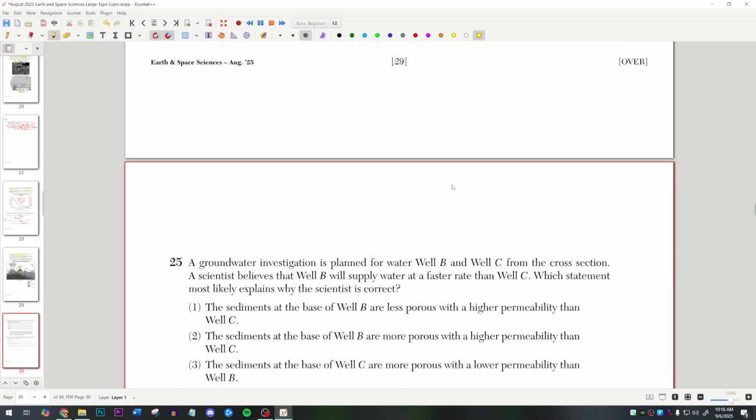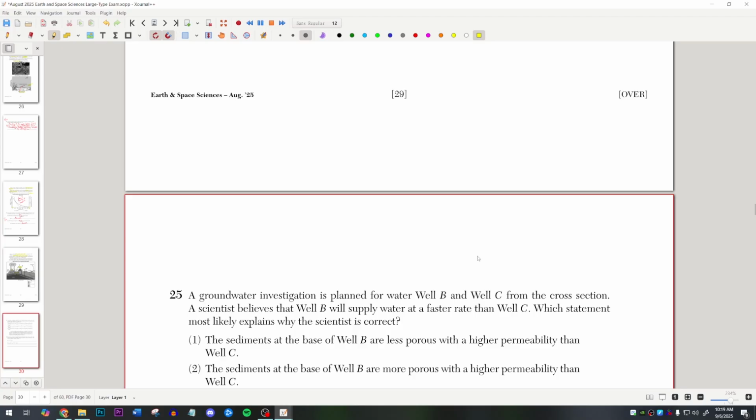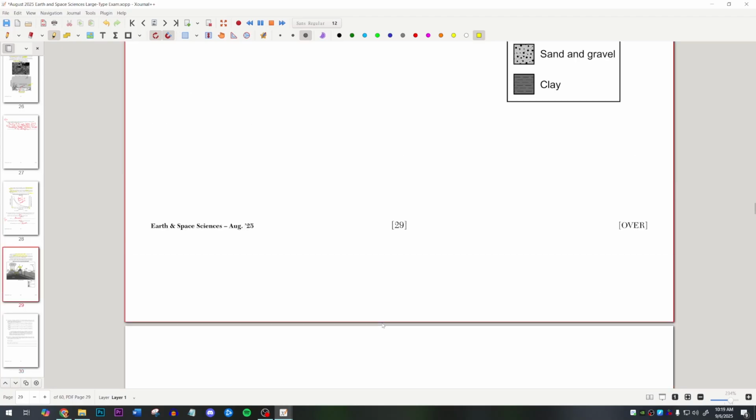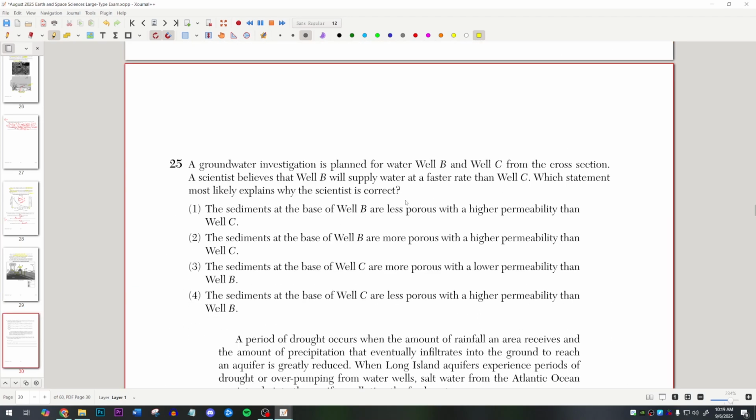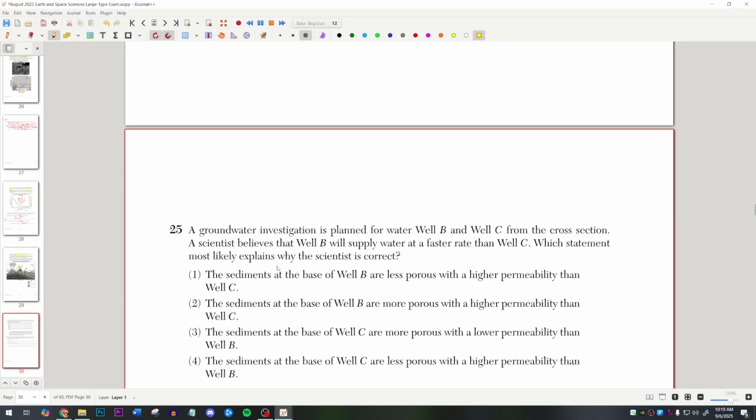A groundwater investigation is planned for water well B and well C from the cross-section. A scientist believes that well B will supply water at a faster rate than well C. Which one explains? Well, let's see if we can figure out why first. Well B is going to be faster than C, because it's a shorter distance, a shorter pipe. So yeah, well B will be faster than C. That's what we want. Oh, they're going for sediments.